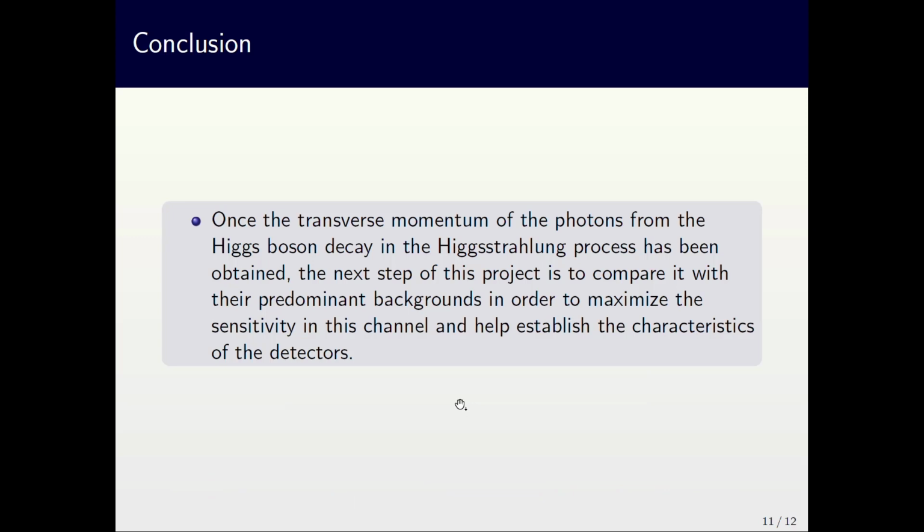As a conclusion, the transverse momentum of the photons from the Higgs boson decay in the Higgs-strahlung process has been obtained. The next step of this project is to compare it with the predominant backgrounds in order to maximize the sensitivity in this channel and help establish the characteristics of the detectors.